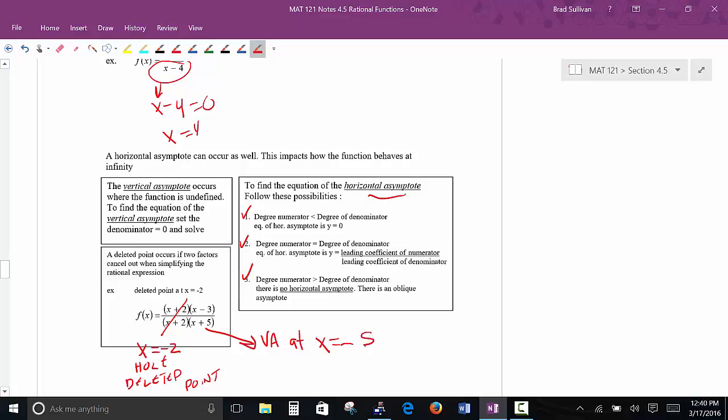So you see that every now and then. If something cancels, that x plus 2 cancels from the denominator, it's not an asymptote. So that's something that you've got to be kind of cautious about when you're looking at these things then, okay?